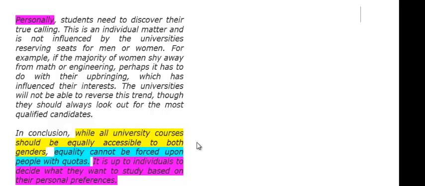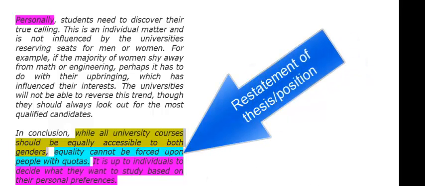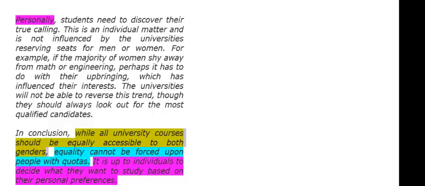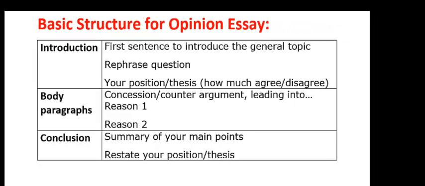And then finally we have our conclusion, and in our conclusion we have this concession here again, so it's the counter argument. Then in the blue color we have our actual position, so I'm restating my thesis. And then finally I have a recommendation. It's up to individuals to decide what they want to study based on their personal preferences. So, just to recap, hopefully you can see that we've followed the basic structure for an opinion essay exactly.